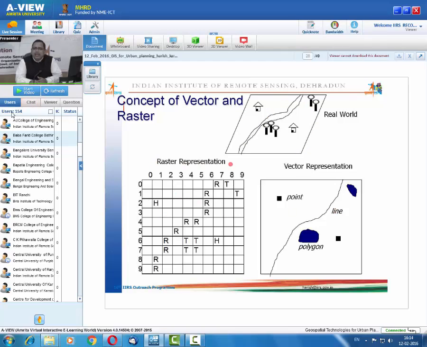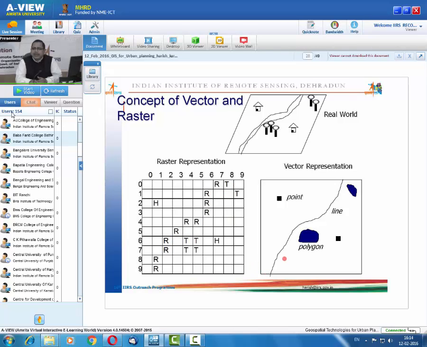You can see the raster representation here. This house is represented as H in this particular pixel. It is not necessary that one house falls in only one pixel; it may have a group of pixels also. In the case of trees, they are shown in this pixel or group of pixels, and the river is represented in pixel format this way.